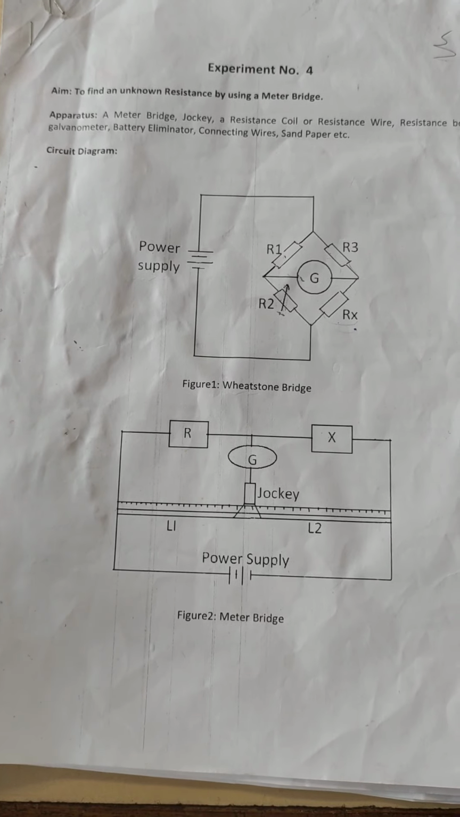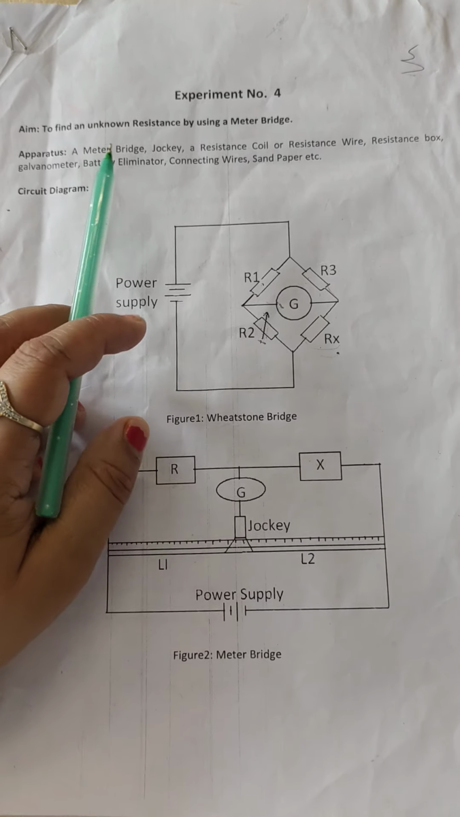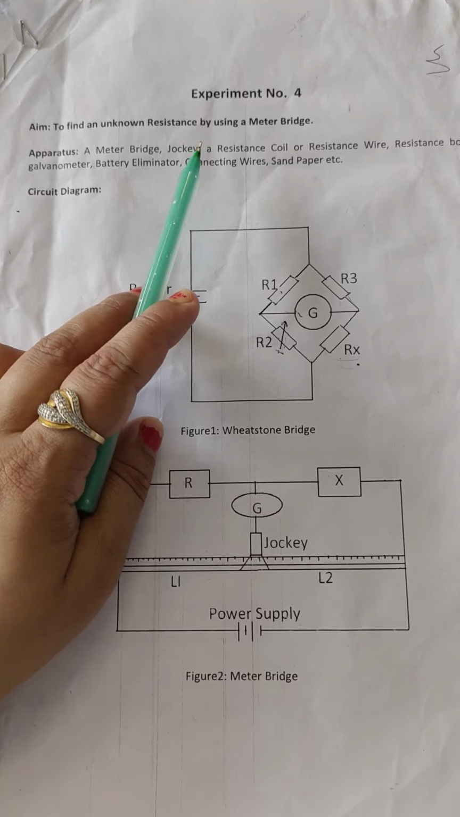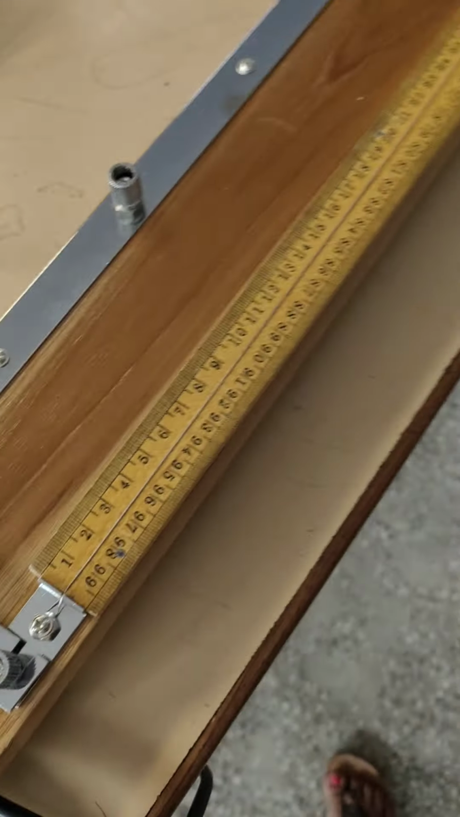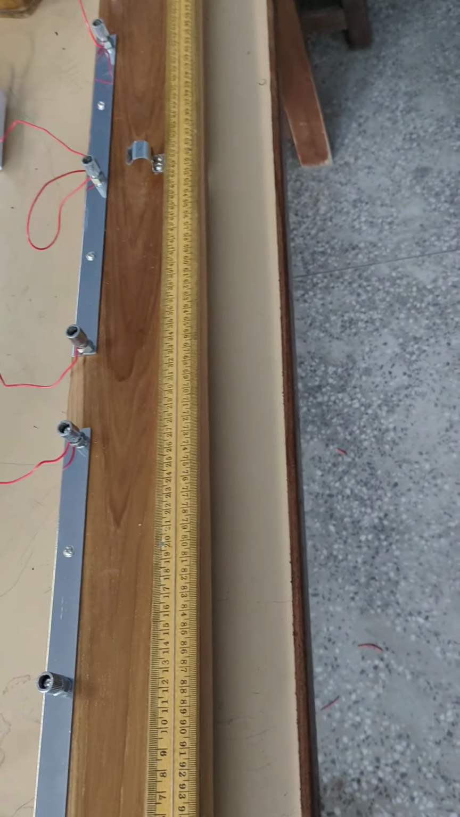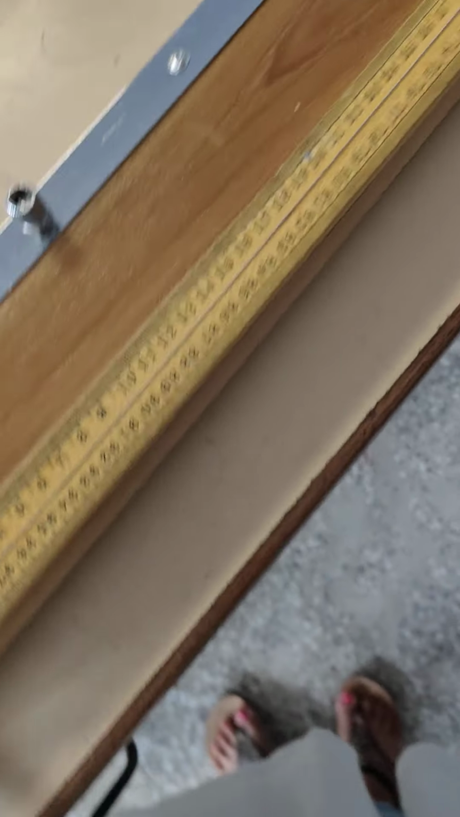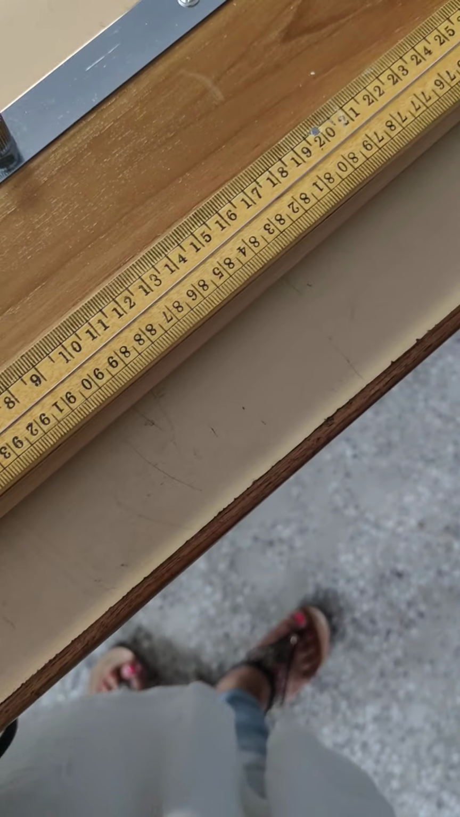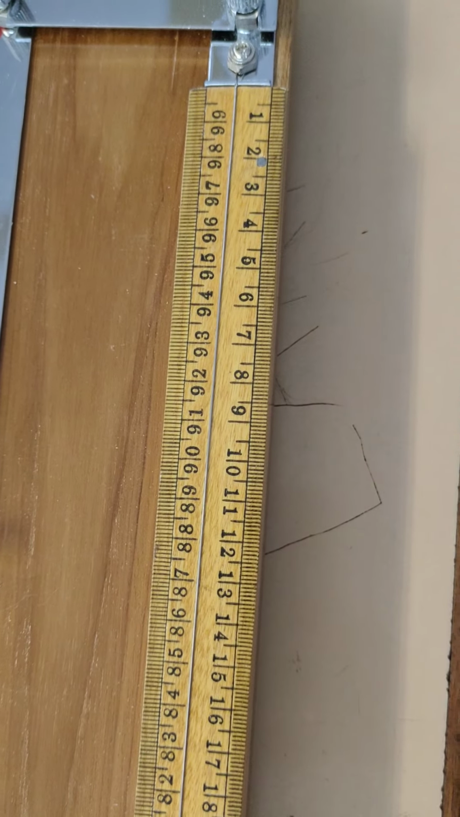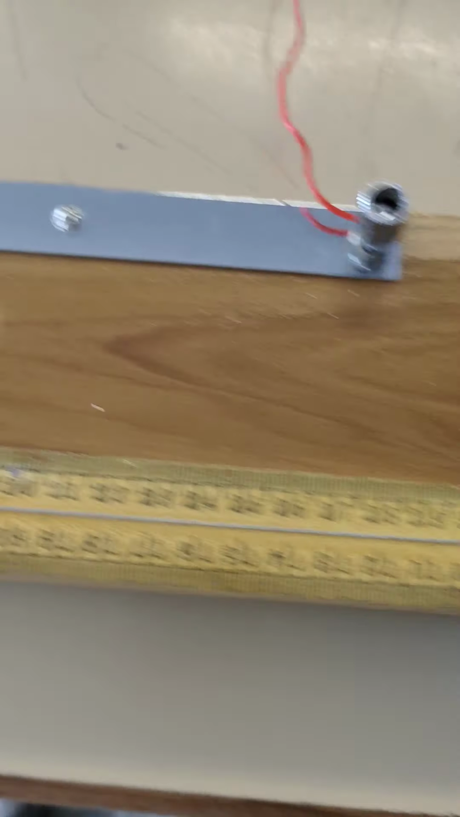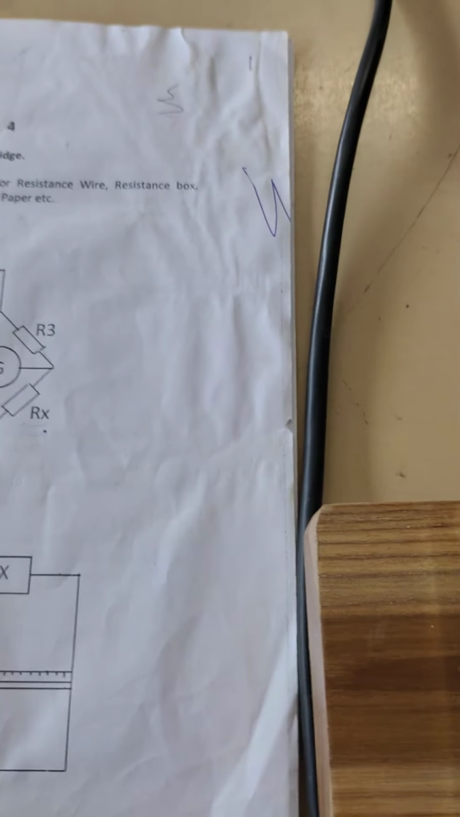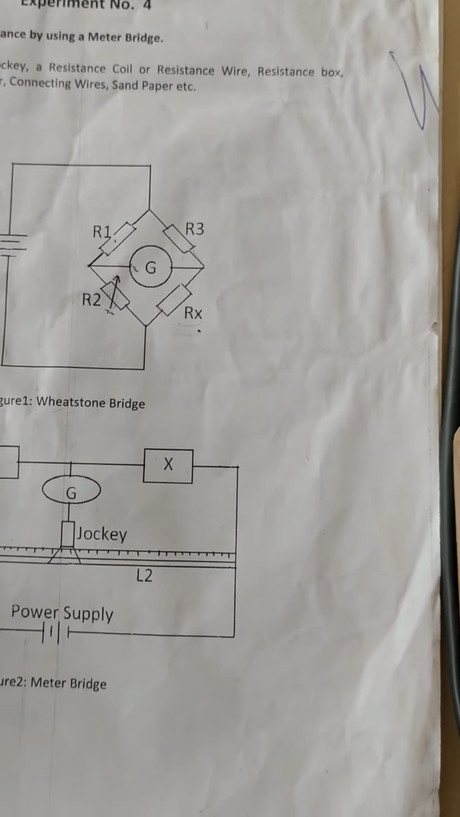Hello dear students. Our next experiment is to find an unknown resistance by using a meter bridge. Apparatus: a meter bridge. It is called a meter bridge because it has a 1 to 100 centimeter wire of manganin or constantan. It is an extended form of the Wheatstone bridge.